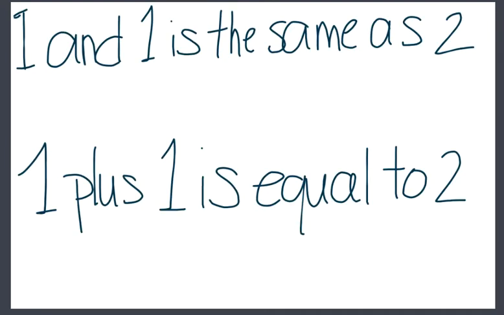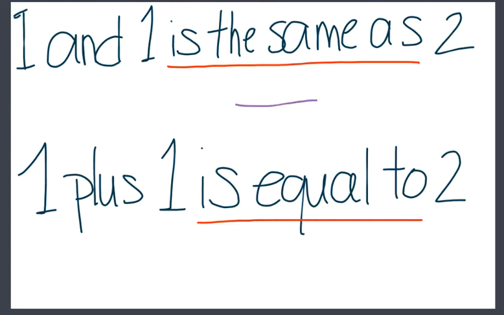Let's take a look at a couple sentences. They say 1 and 1 is the same as 2, and 1 plus 1 is equal to 2. Which symbol can replace the words is the same as or is equal to? That's right. The equal sign can replace the words is the same as or is equal to.